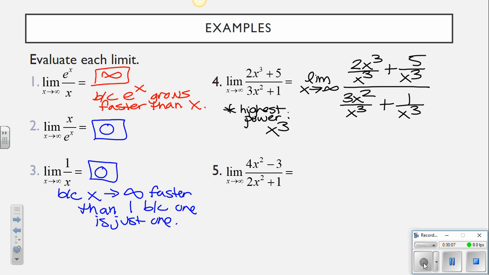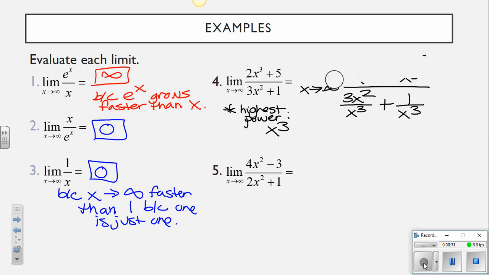Is it x squared or x cubed? I think it might be x squared, the lowest power. Anyways, you'll see people do it like this. I think it actually might be the lowest power. I don't do it that way, which is obviously why I don't know if it's highest or lowest.